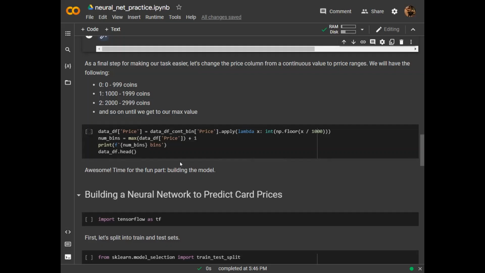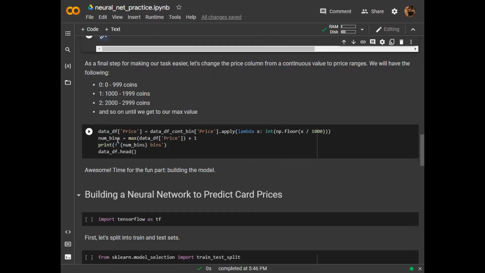So instead of doing it like that, all I did is split them into bins. For the first 999 coins, any player in that range would be bin 0, any player from 1,000 to 1,999 would be bin 1, and so on and so forth. Specifically, you take the price divided by 1,000, take the floor of it, and convert to an integer, and that's the bin that you get. The number of bins is the maximum bin number plus one.